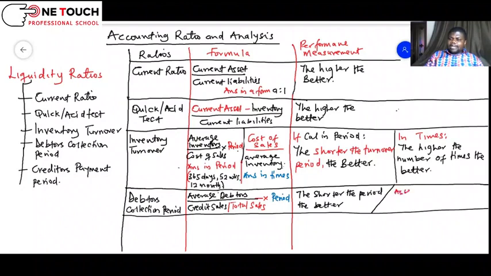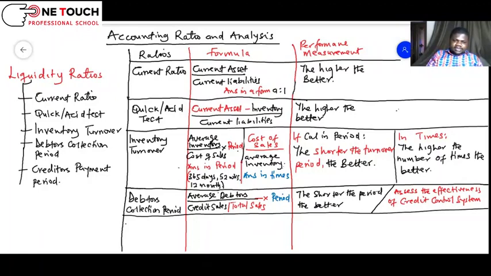It is used to assess the effectiveness of credit control systems, to measure the efficiency of the credit control department. Then we have the last one, that is the creditors payment period.